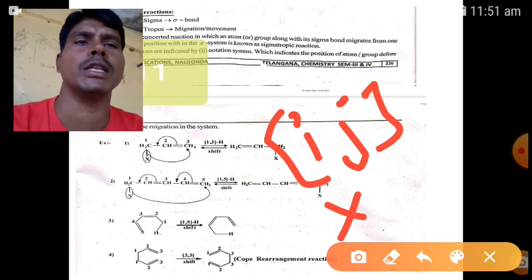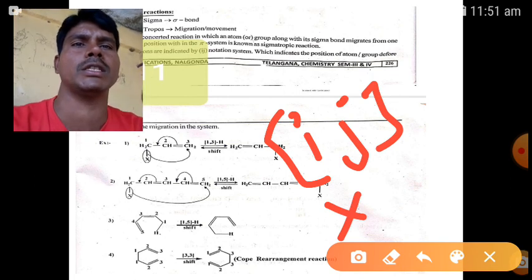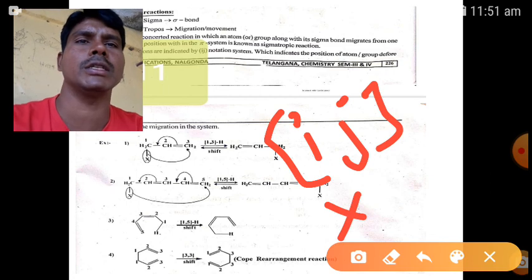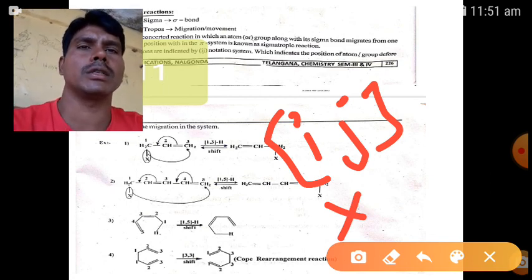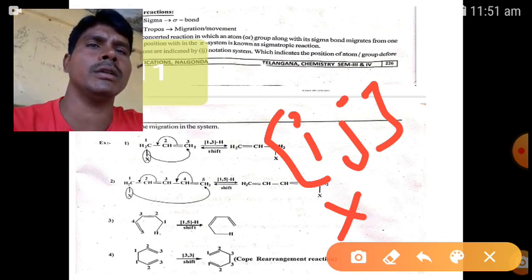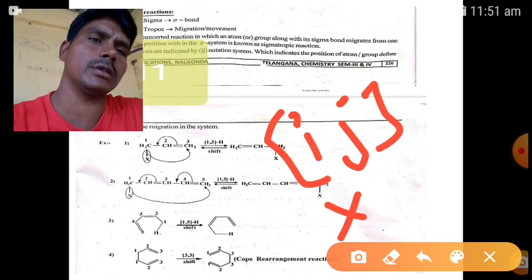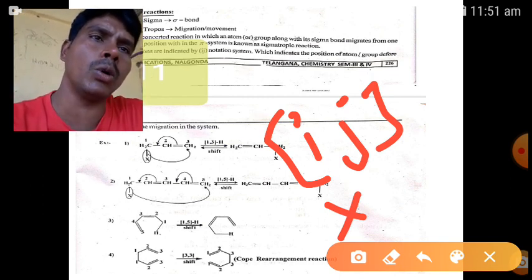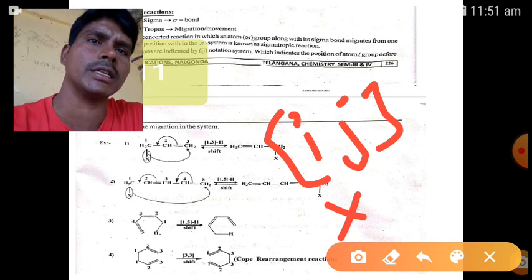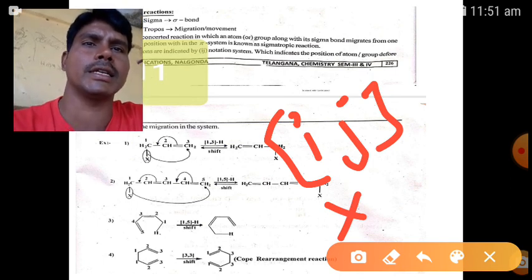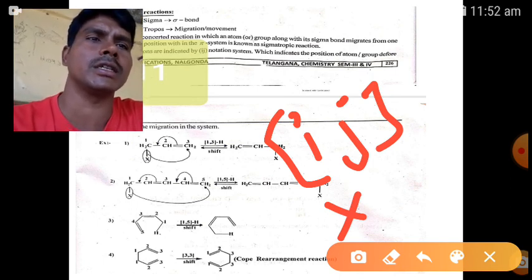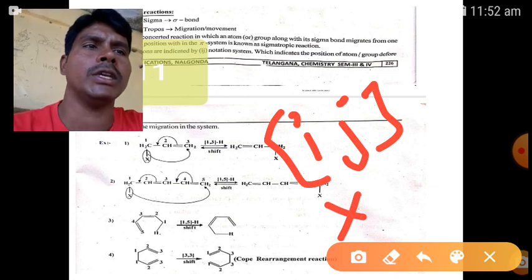So it is also a sigmatropic shift. Three types of sigmatropic shift are there: 1,3 shift, 1,5 shift, 1,7 shift. The best example is the hydrogen shift. The Cope is the 3,3 rearrangement, the Cope rearrangement. You can check that stereospecificity is more prominent in this type of reaction. So pericyclic reactions are single step reactions or concerted type reactions. So thank you one and all.